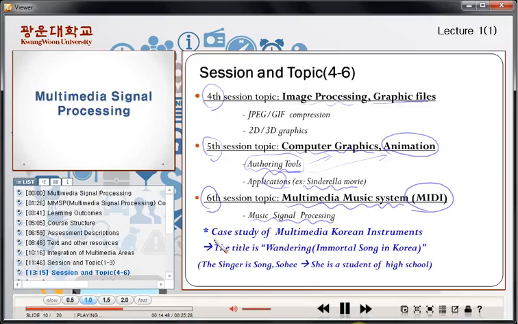Especially, I will show you the case study of multimedia Korean instruments. The title is Wondering, a motor song in Korea and KBS Broadcasting. The singer is Song So-hee. She is a high school student. And the next time, I'll introduce these multimedia Korean instruments in a video clip. Okay?